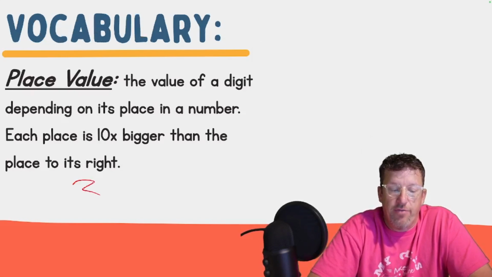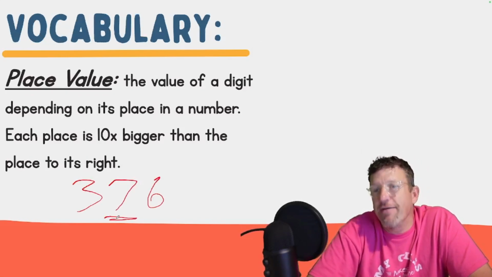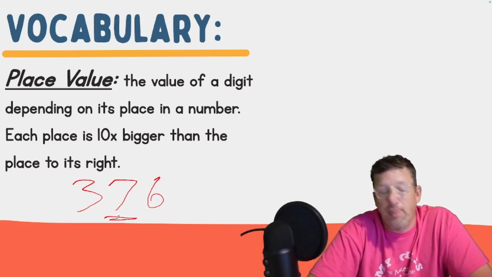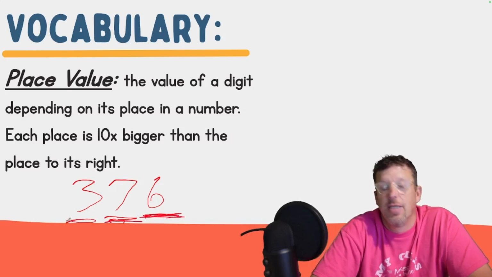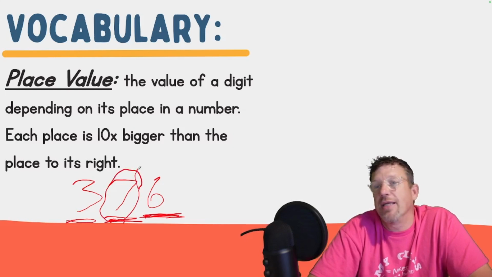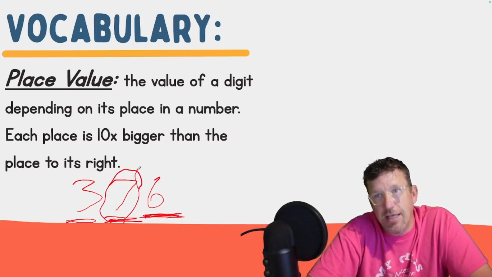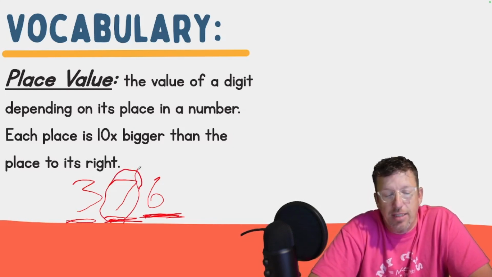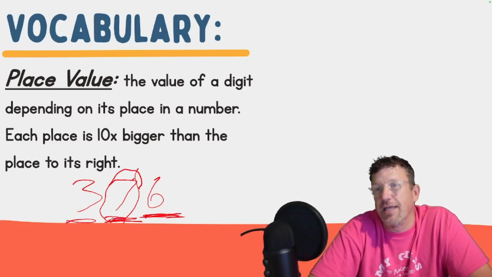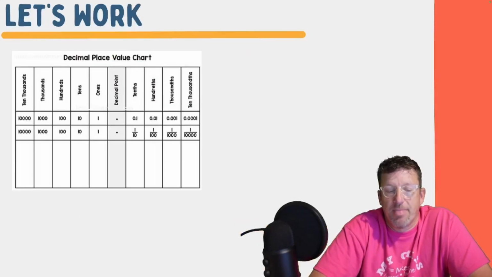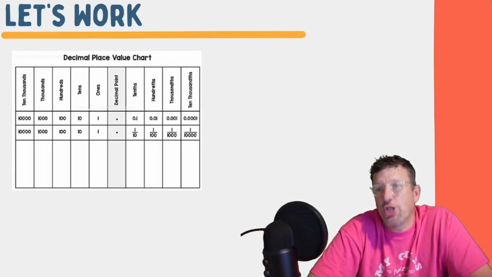If I have 376, what is the place value of the 7? Well, it's in the tens place. So if you understand place value, this is the ones, this is the tens, and this is the hundreds. So this 7 is in the tens place, and so the value of that 7 is not 7, it is 70. Because it's a 7 in the tens place. 7 tens is 70.